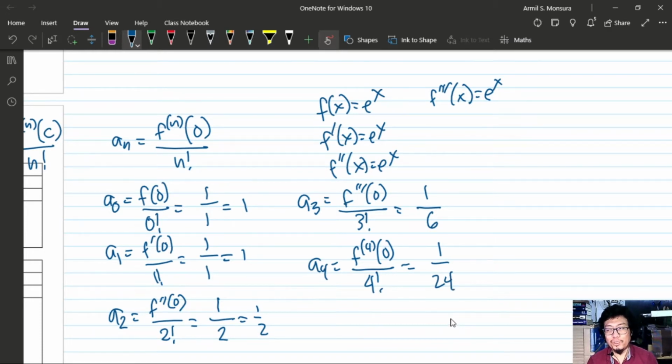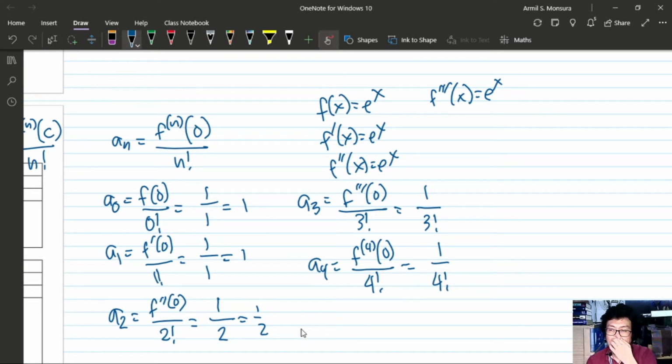And later on, if your factorials get cumbersome to write because they get too large, you can actually just retain them as a factorial. So instead of writing 6 or 24, you might prefer to write it still as 3 factorial or as 4 factorial, because later on that would get really cumbersome to write.